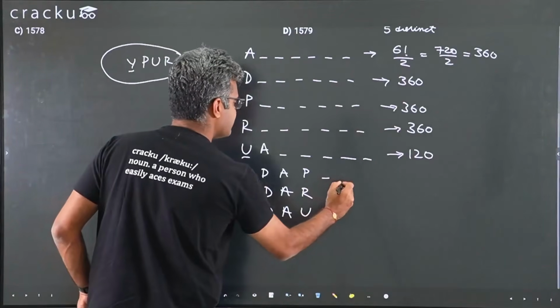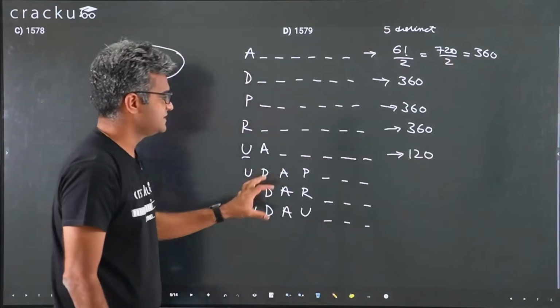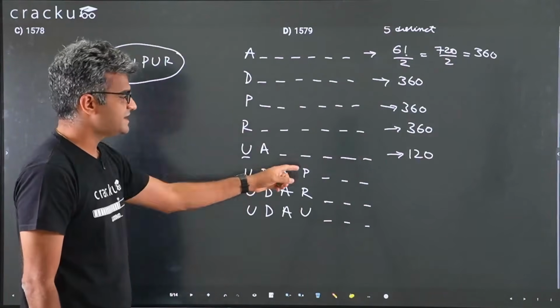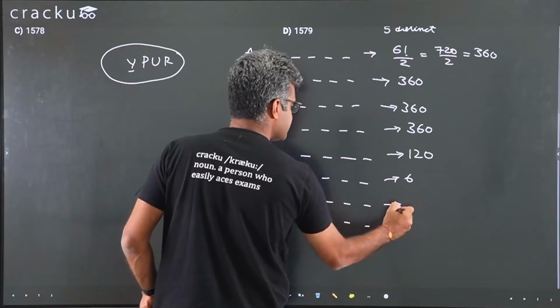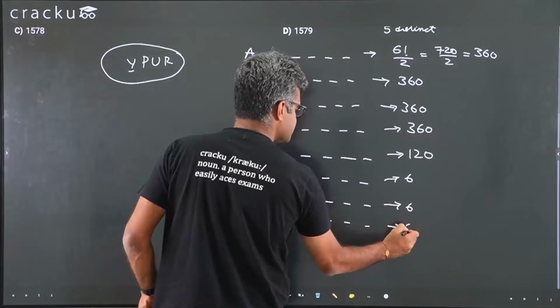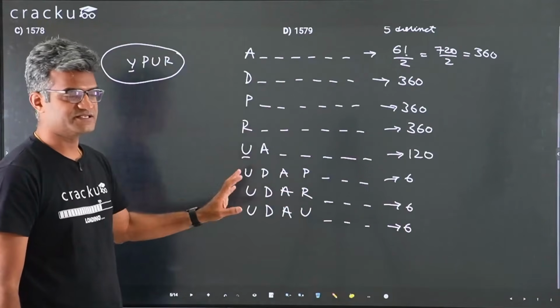Here we basically have 3 letters each in each of these cases, and they can be arranged in 6 ways. So this can be arranged in 6 ways, this can be arranged in 6 ways, and this also can be arranged in 6 ways. All of these words are ahead of Udaipur in the dictionary.